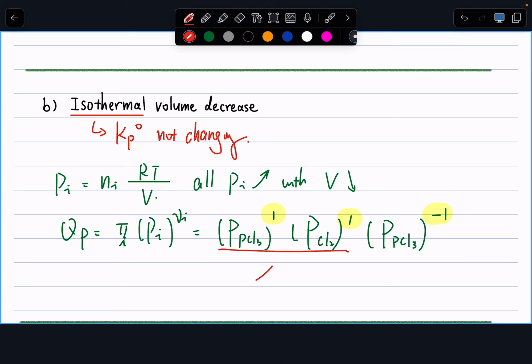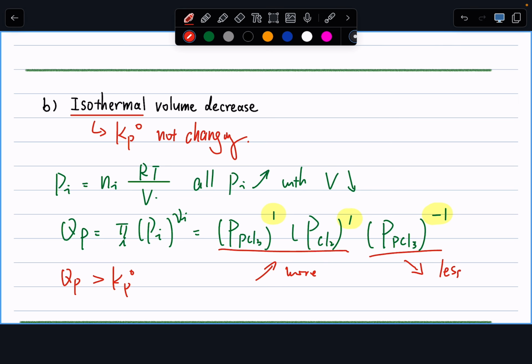So my partial pressures are increasing more in my product because my product has more gas, and this one is decreasing less. And then my Qp is larger than my Kp naught, and that is, again, a backward reaction. These are questions that are very easy to get wrong, so make sure you're writing down every step along the way.